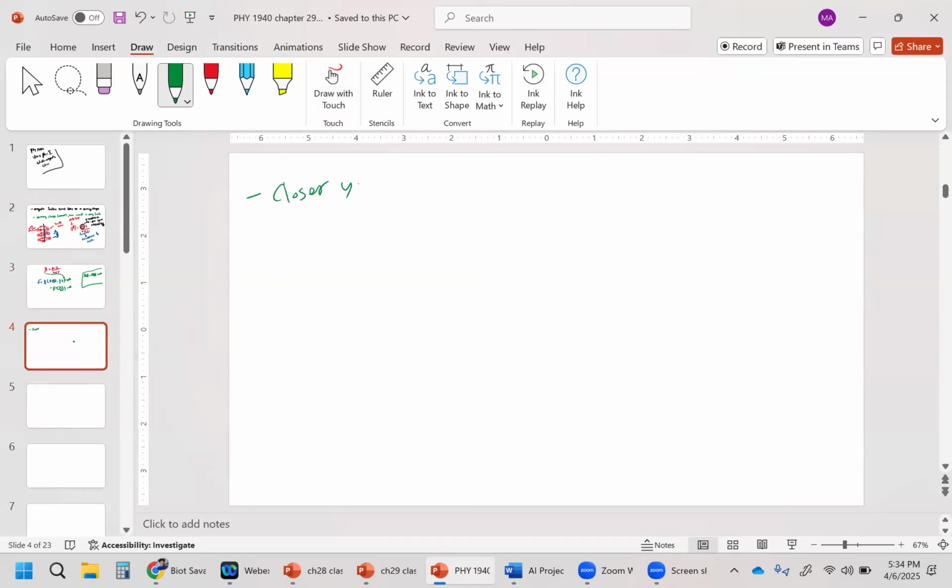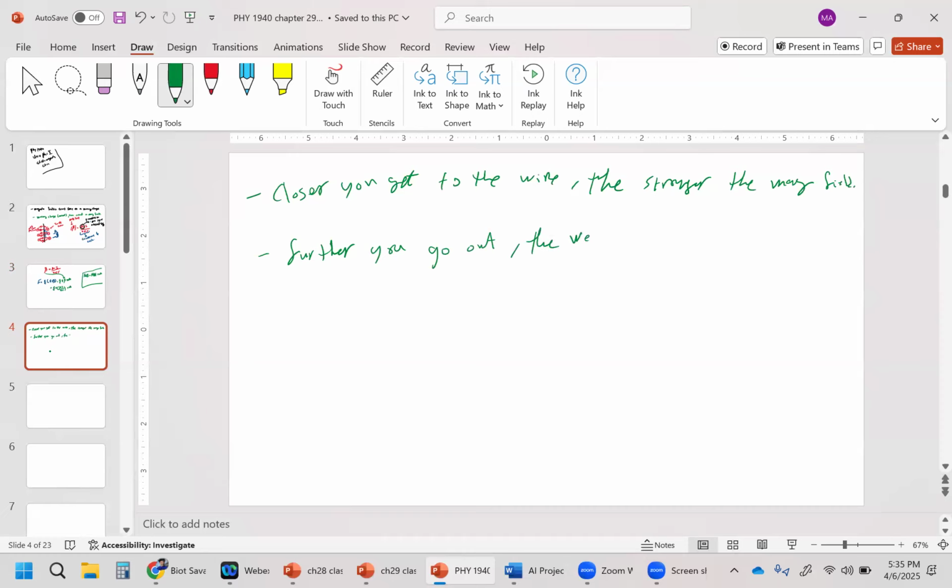Now, the closer you get to the wire, the stronger the magnetic field. And vice versa, the further you go out, the weaker the magnetic field.